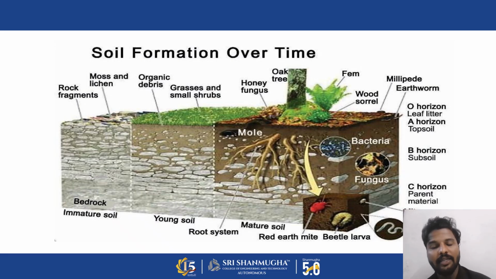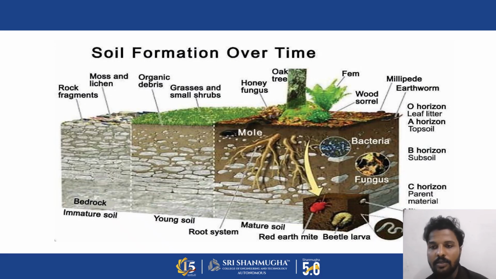In the matured final soil, there is the capability to support plant growth. You can see that moss, organic debris, grasses, and small shrubs grow and are added to the soil over time. Then the final soil provides an environment for the growth of different microorganisms like bacteria and fungi. In the final matured soil, you can see organic matter and different minerals.